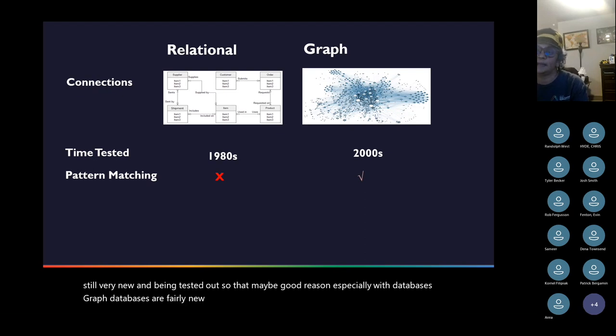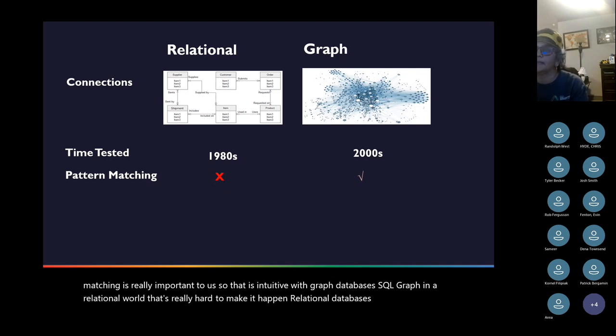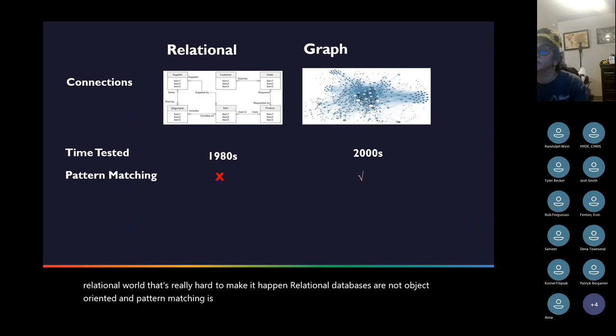Pattern matching: I gave an example before of fraud detection. The biggest reason why companies get into serious graph implementations is pattern matching. Two examples: one is fraud detection. The second one is customer likes, such as what other products the customer may like. I work for an e-commerce company, and that kind of pattern matching is really important to us. That is intuitive with graph databases. With SQL Graph in a relational world, it's really hard to make that happen. Relational databases are not object-oriented, and pattern matching is seriously object-oriented stuff. So you don't have that kind of thing in the relational world.